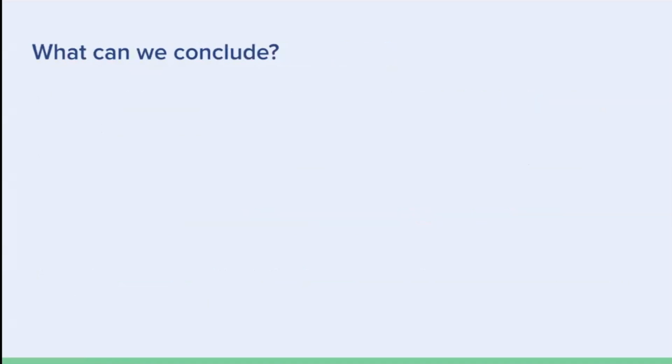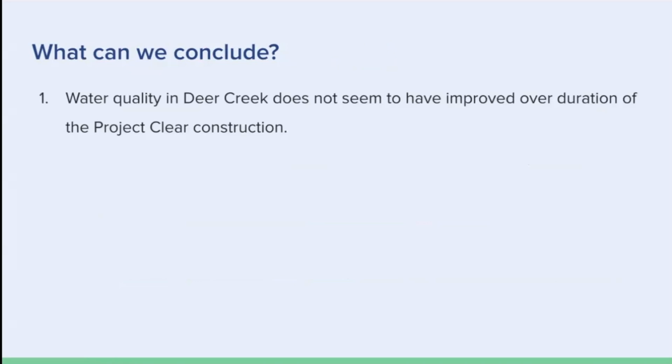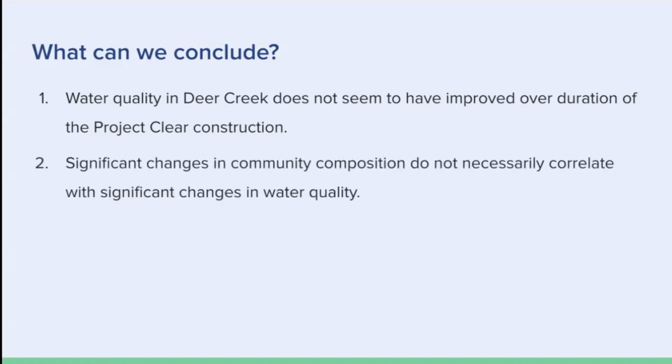And so putting these together, what can we conclude? I would conclude that the water quality in Deer Creek does not seem to have improved since Project Clear. Water quality based off of the more established methods suggests no significant change. My tests suggested, if anything, a slight decline. There wasn't any evidence for an improvement. That might happen in the future. It might still be in recovery, but right now, no clear improvement.